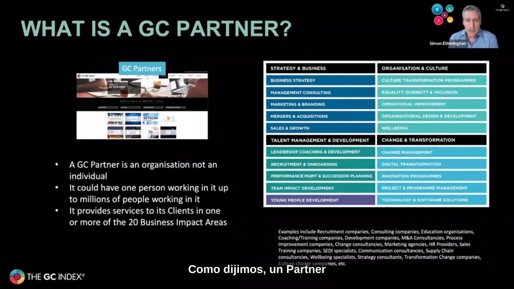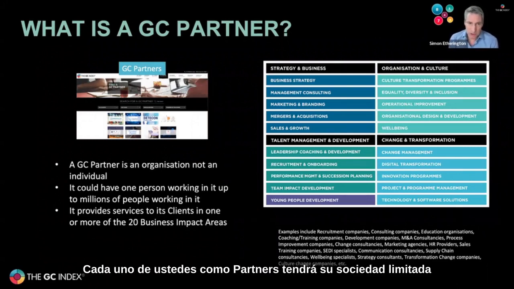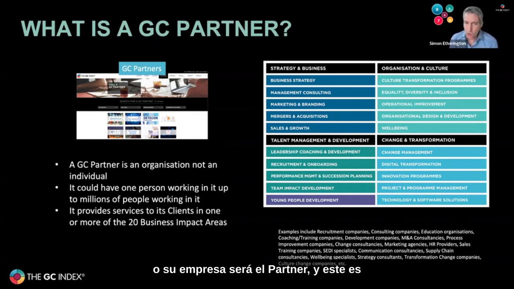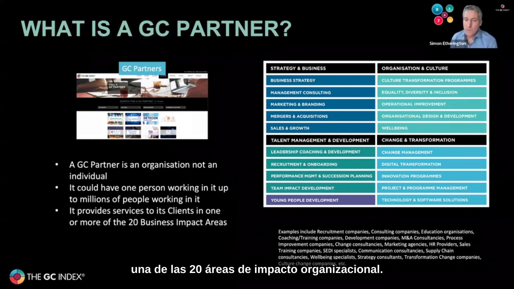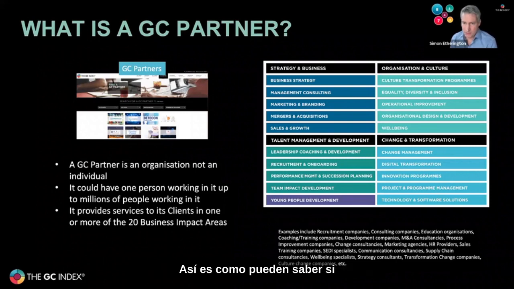Like we said, a partner is selling its services to clients. So a partner is an organization. So each of you as partners will have your limited company, or your company will be the partner, and the partner is the one that has a commercial relationship with us. You could have many GCologists working inside your partner, and we've got quite a few of those in our community. But what you're basically doing is providing services to your clients in at least one of the 20 business impact areas. And this is how you can tell whether or not a company is a client or a potential partner.